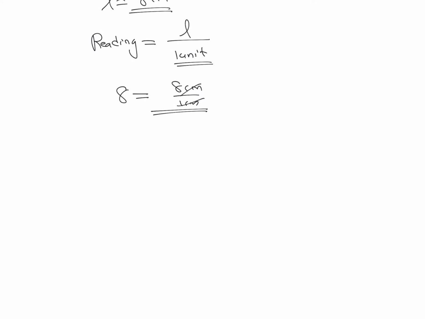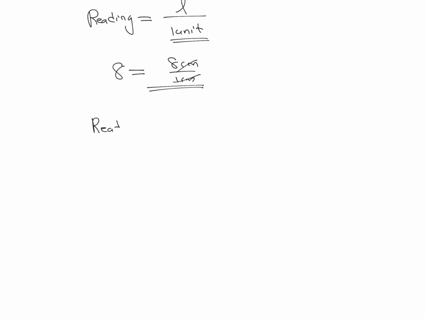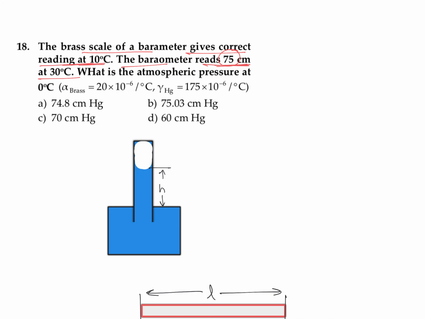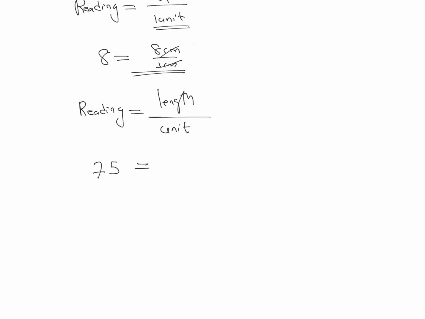Just remember this formula: the reading by using any scale is equal to the actual length divided by 1 unit. Now at 30 degrees Celsius, the reading is given as 75. In the question, you can observe that it is given as 75 at 30 degrees Celsius. So we can write 75 is equal to the actual length at 30 degrees Celsius divided by 1 unit. So 1 unit is nothing but 1 centimeter.